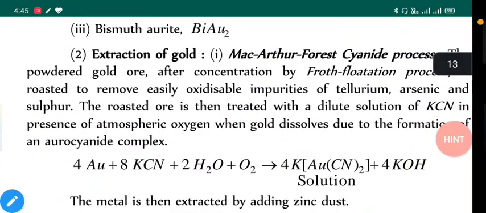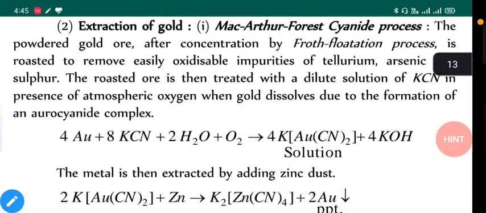Now let's talk about the extraction. The first process is MacArthur-Forrest cyanide process. Just like silver, the same process is repeated here, but generally for silver we use NaCN, while for gold we use KCN because it gives a comparatively rapid process. But we can use them vice versa for both and still extract the metals. The main thing is, first we make a soluble compound of our metal.